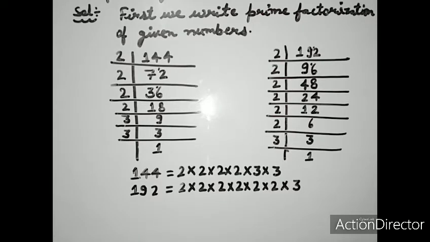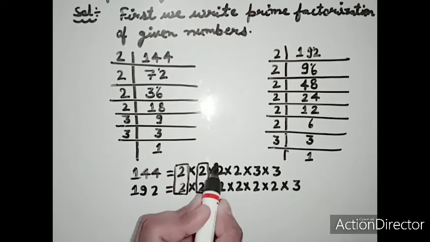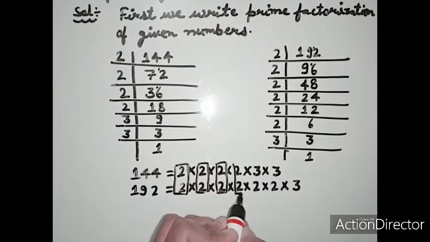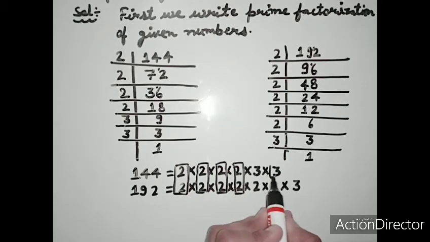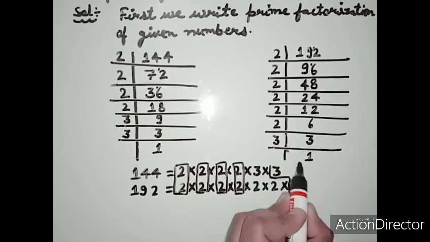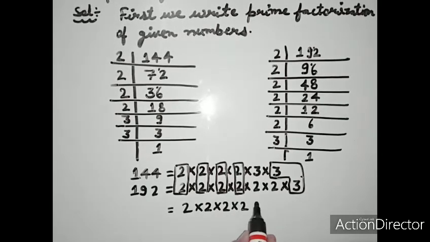Now we take common prime factors out of all these factors. So here first 2, then again 2, then again 2, and then again 2. So here 2 repeats a total of 4 times as a common factor, and 3 appears 1 time here. So here we write 2 multiply by 2, multiply by 2, multiply by 2, and multiply by 3.